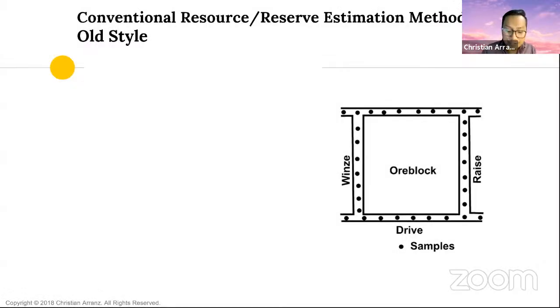estimation methods. In particular, I would want to emphasize here for the next set of slides, the conventional or the old methods, okay? Meron tayong old methods, meron ding new methods, okay? You will see later on ano kaya ang difference nung mga ito. So unang one of the most common methods of resource and reserve estimation in the past, okay, is called the old style. Kasi old, kasi lumang method na siya.